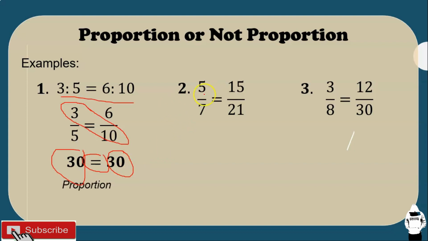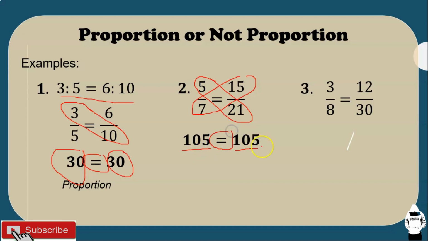Another example, 5/7 is equal to 15/21. So, para malaman din natin kung proportion o hindi, cross multiplication yung gagamitin po natin. So, 5 times 21, that is 105. And then, 15 times 7, that is 105. And we all know that 105 is equal to 105. So, meaning, this is a proportion.